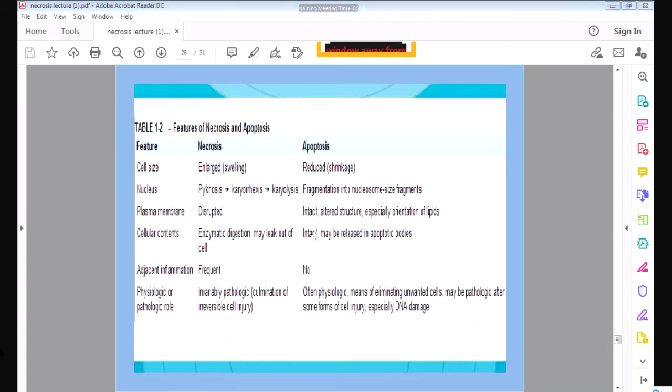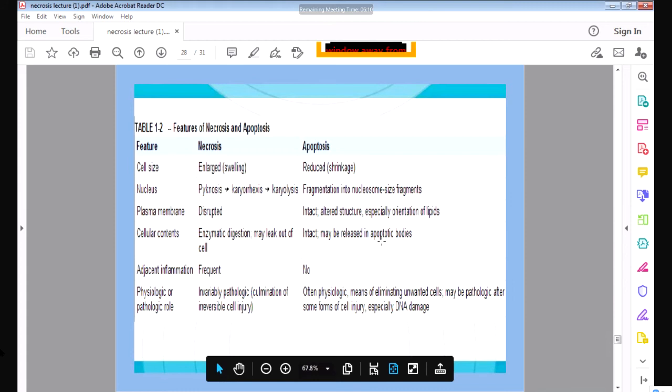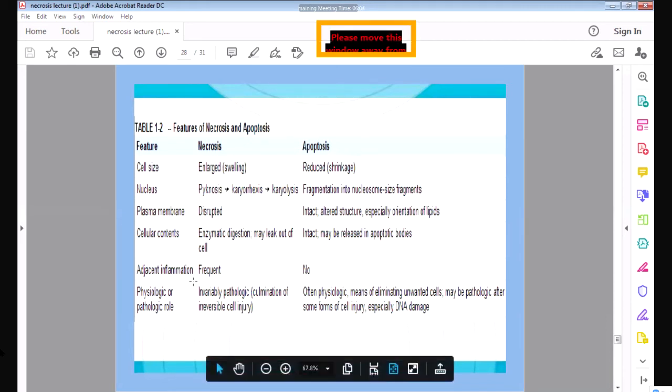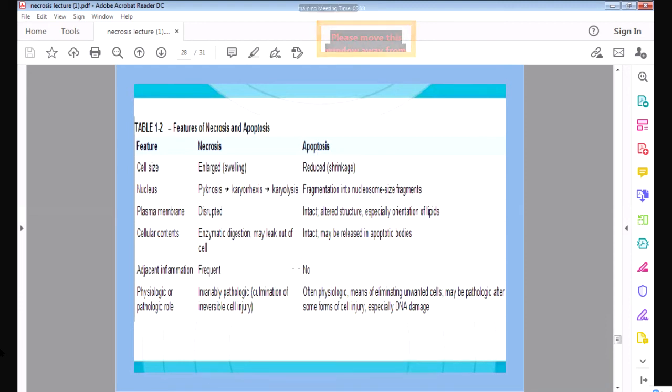Here, the cell content will not be released. It will be inside the apoptotic bodies, small bodies which are formed by apoptosis. It will be released in apoptotic bodies and digested by the leukocytes. In necrosis, inflammatory cells come and inflammation is present. But in apoptosis, no inflammation is present.